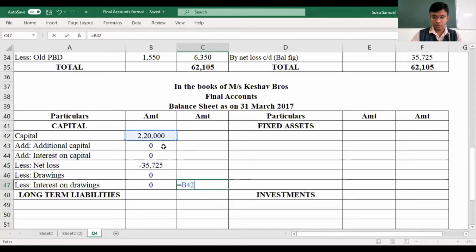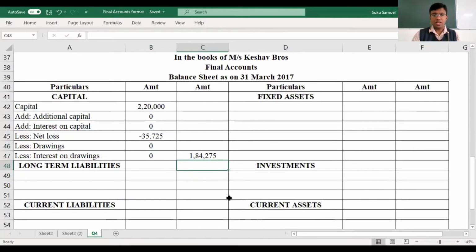and let me just quickly do that. So the balance works out to be 1,84,275.